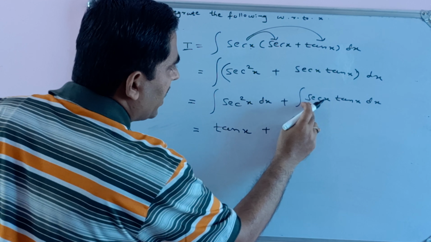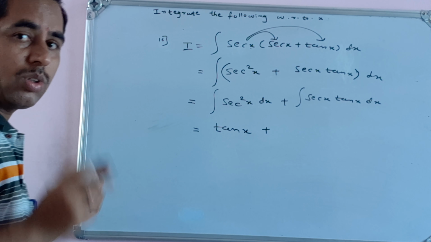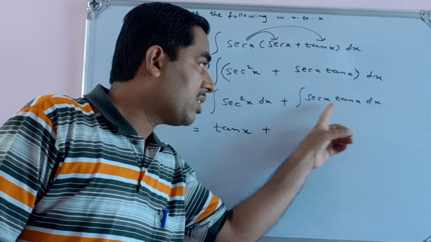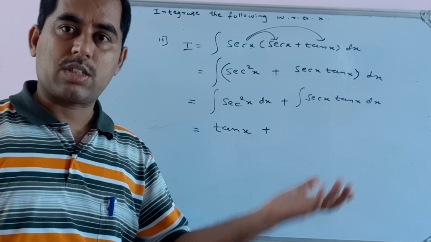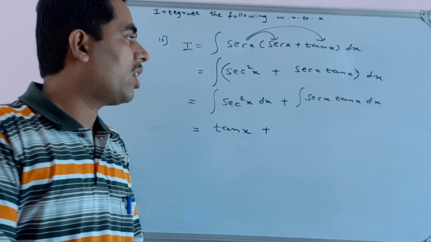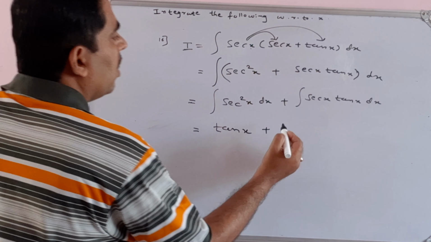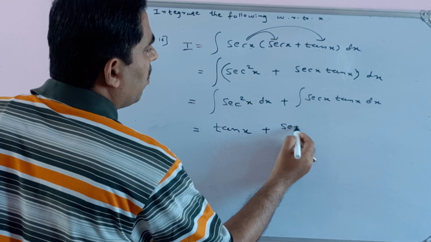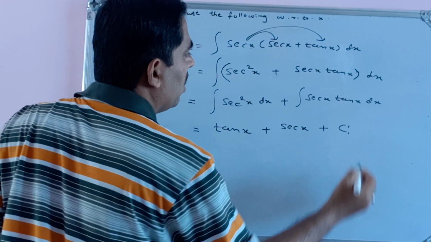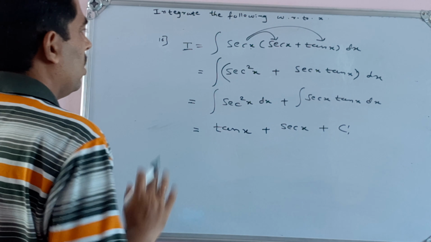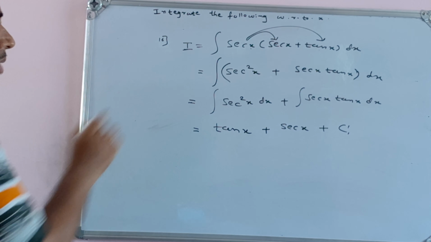And now, integration of secant x into tan x. So make use of the formula. See, derivative of secant x is secant x into tan x. So integration of secant x into tan x will be secant x. So the answer is tan x plus secant x plus the constant of integration. Okay, this completes the solution. So this is a very simple problem.